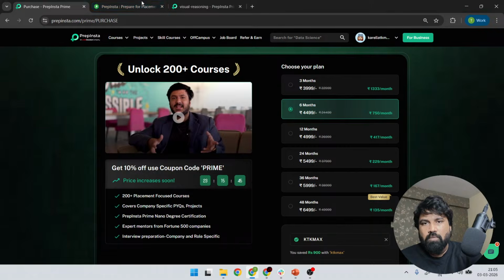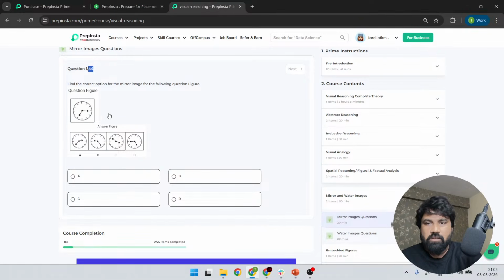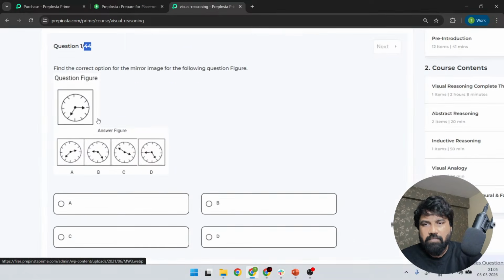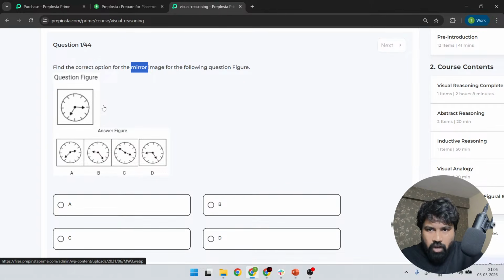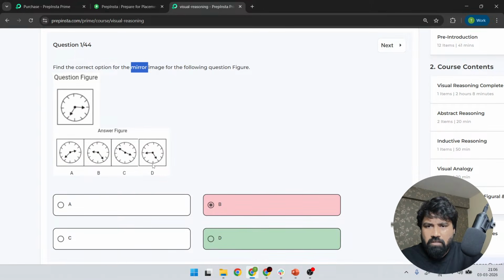If you want to do the problems, for example, see, what is the mirror image of the following figure? Mirror image means vertical. Vertical means how will it become? The small arrow will represent this direction and this arrow will come to this direction. So option B.